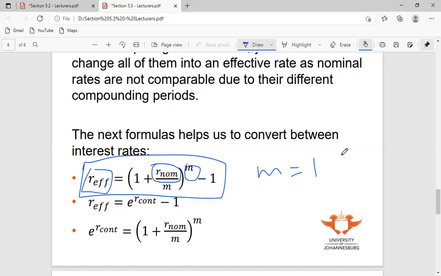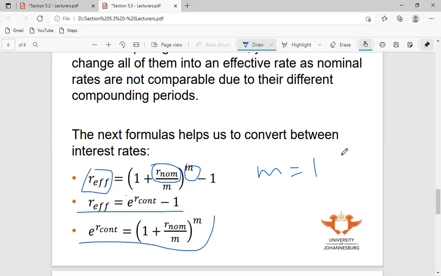Now, if you are given some continuous interest for you to then compare, then you can use this second formula down there to, first of all, convert your continuous interest rate to effective interest. Then you can compare. And that last formula is then to convert from continuous to nominal.